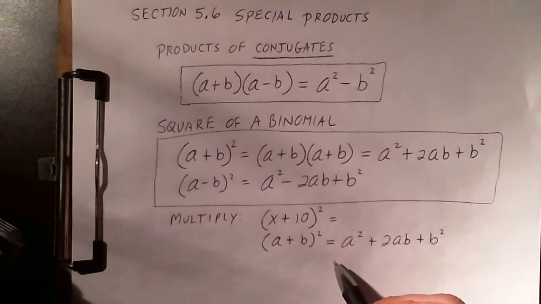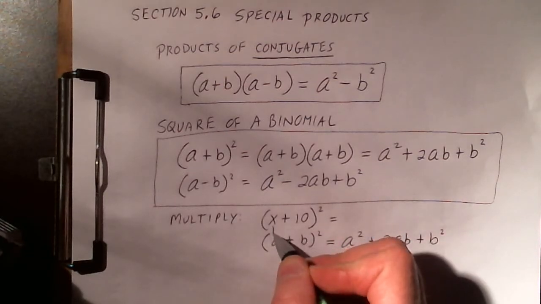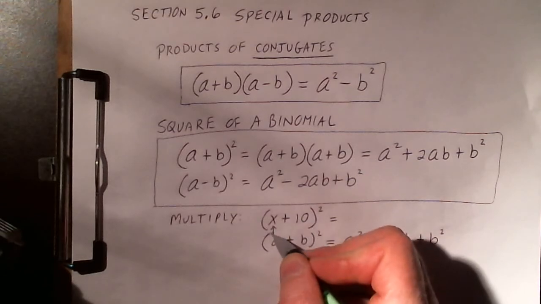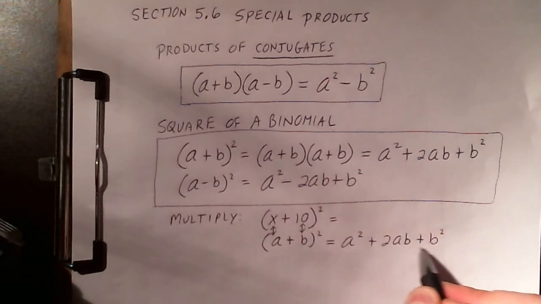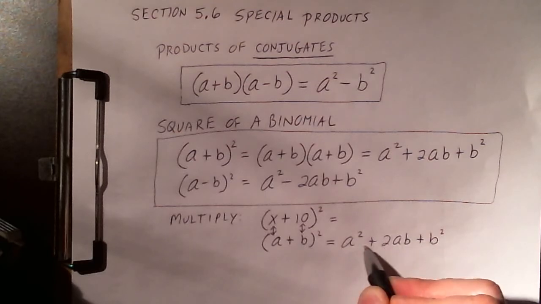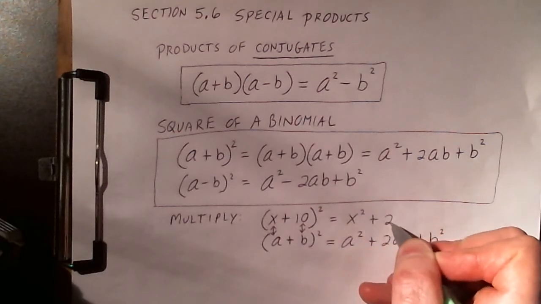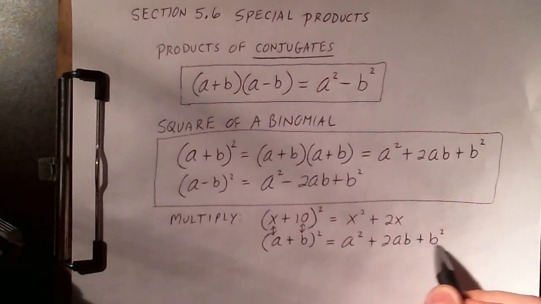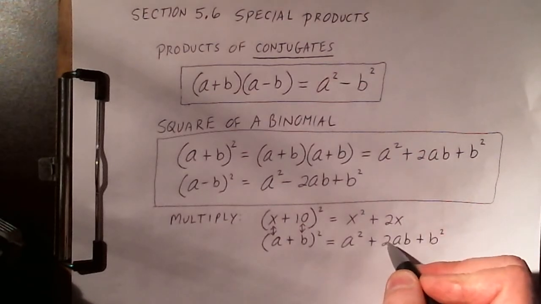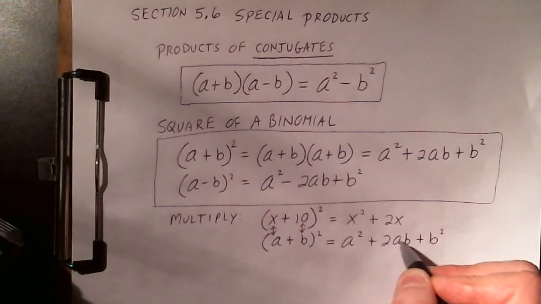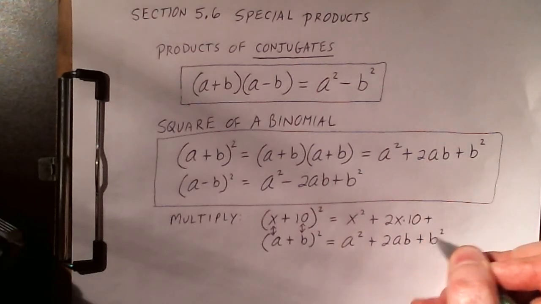Now we can follow right along here. Notice our a is, as far as this pattern is concerned, really an x. And our b is really a 10. So wherever we see an a in this pattern, I'm going to replace a with x. So x squared plus 2 times x. And wherever I see a b in this pattern, I'm going to replace it with a 10. So we have 2 times a times b, or 2 times x times 10, plus 10 squared.